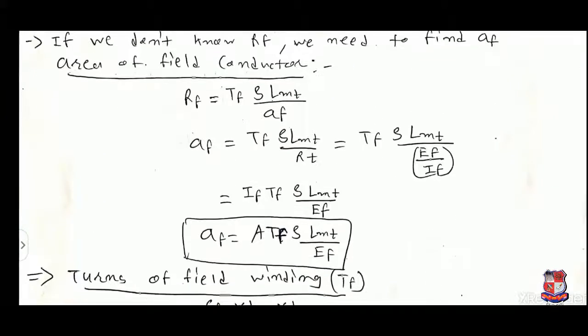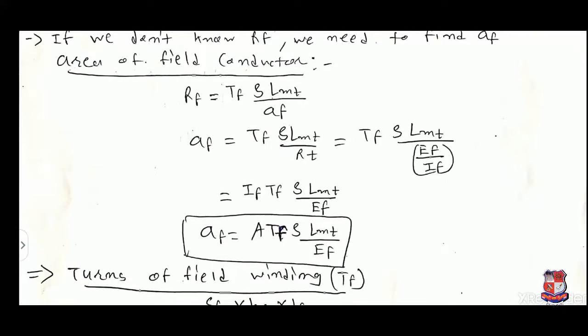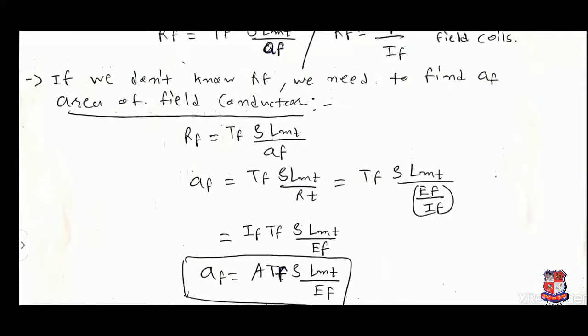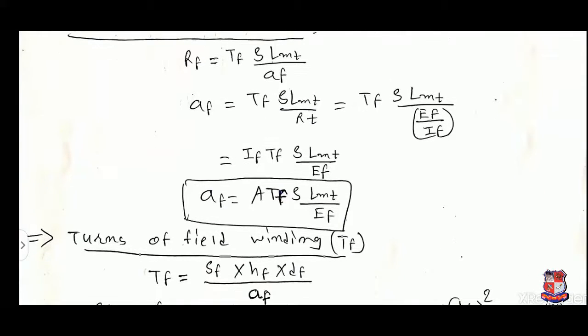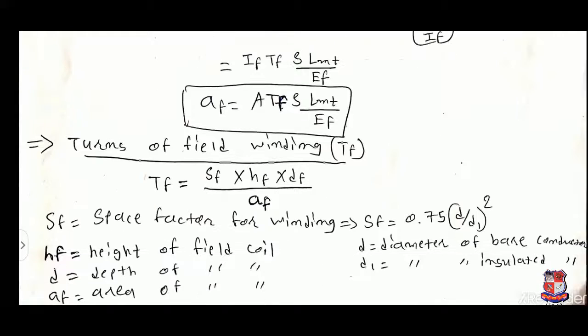So we can put it instead of IF TF as ATF. So our final equation will be like this. So we can easily get the area if we don't know the resistance. Okay, now the last point is the turns of field winding.